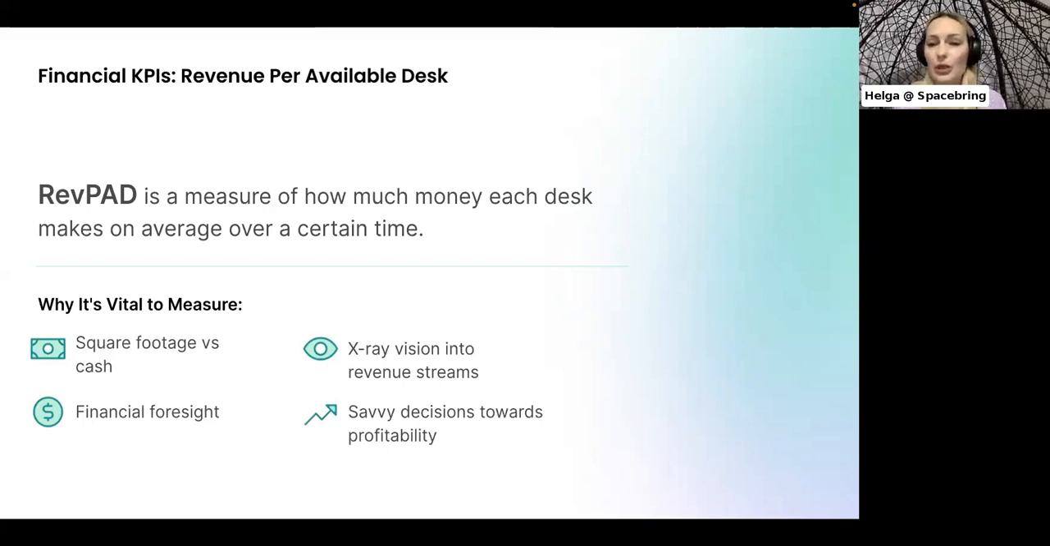footage into sweet cash. It's guiding you through the financial wilderness, and by knowing your revenue per available desk, you're not just playing with numbers, you're wielding your financial foresight. It's like having X-ray vision into your revenue system, which helps you make savvy decisions and steer your ship towards profitability.